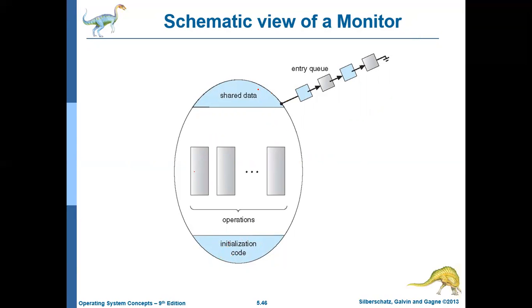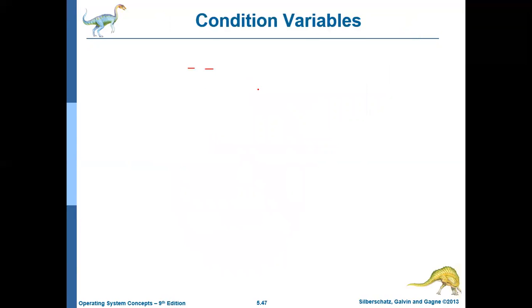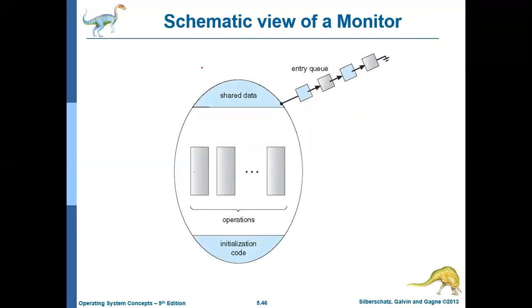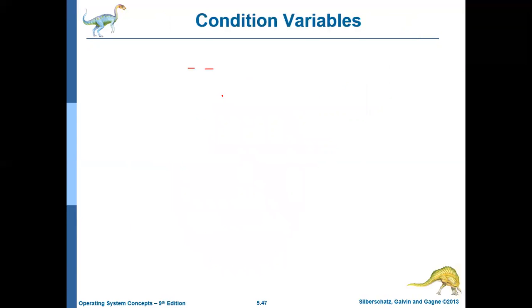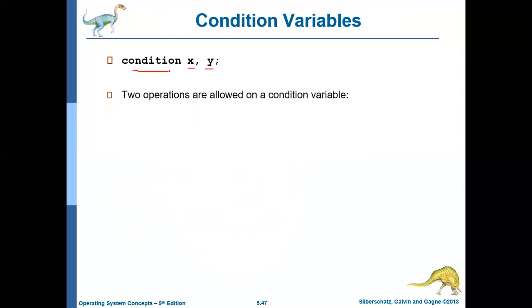So what is condition data? Condition data are shared variables. This x and y are condition data. Basically these are the shared variables which are available here. Those variables we create using the keyword condition. Now on this condition variable the programmer can perform only two operations: one is wait, the other one is signal.